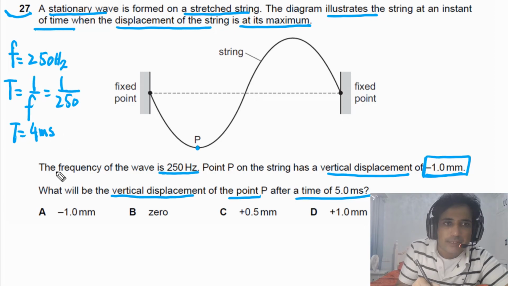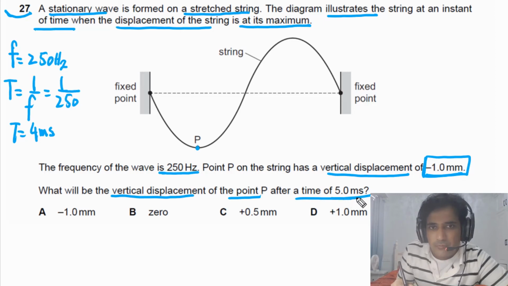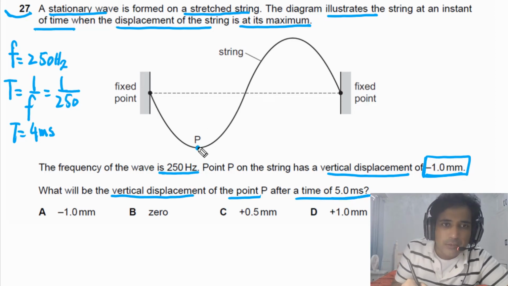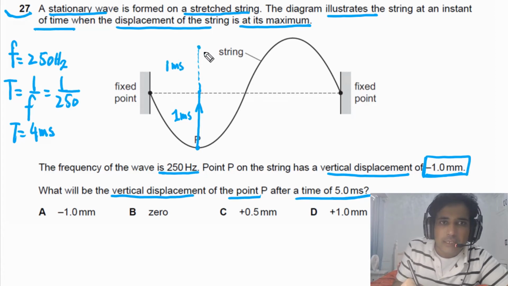Now let's try to do this question step by step. We have to find out displacement after a time of 5.0 milliseconds. So if this particle moves from lowest point to equilibrium, time taken is equal to 1 millisecond. And then when it goes to the highest position, again it will take 1 millisecond. And then it will start coming down. So when it comes from this highest to the equilibrium, it will take another 1 millisecond. And then when it moves from equilibrium to the lowest point, means to this point again, it will take another 1 millisecond. So 4 milliseconds have passed.